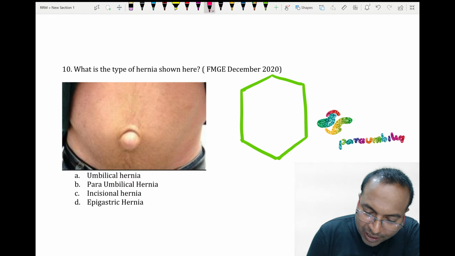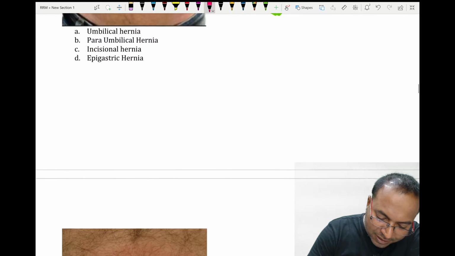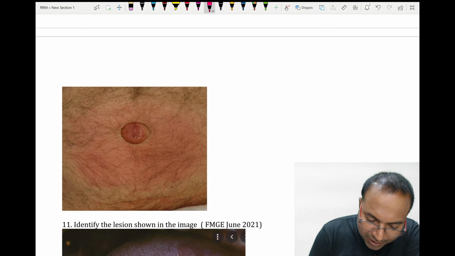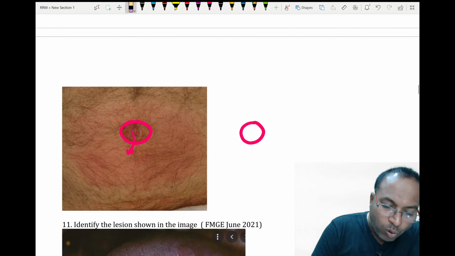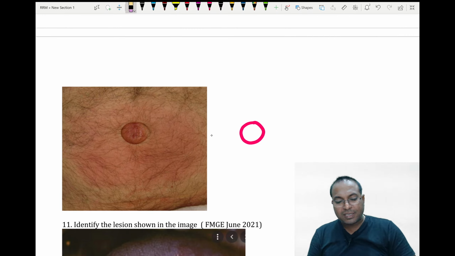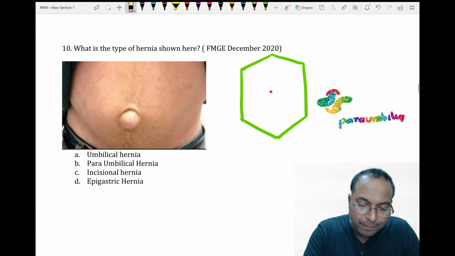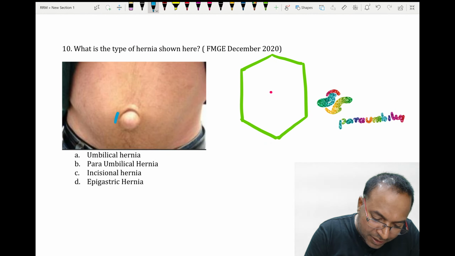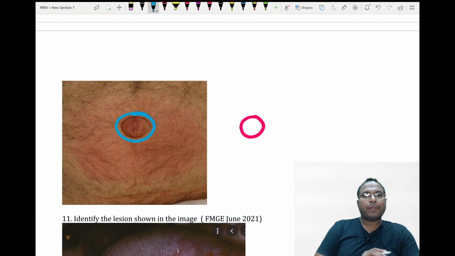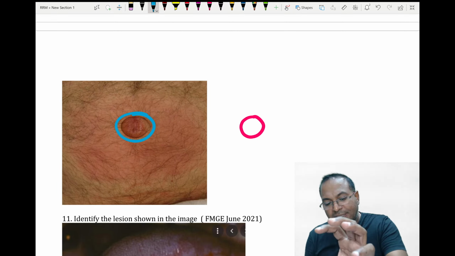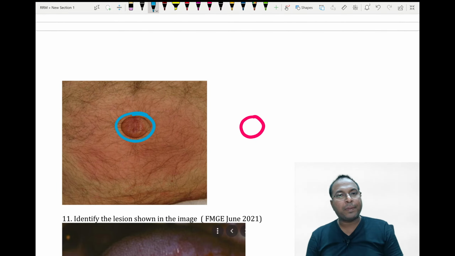In an umbilical hernia, that C will not be seen like this. You can see the total circumference is seen and the hernia is coming out like this. So you will see an O in umbilical hernia, whereas in a paraumbilical hernia, you will see a C. Remember like that. So umbilical hernia, it will come out like this. It's an O. That is an umbilical hernia.